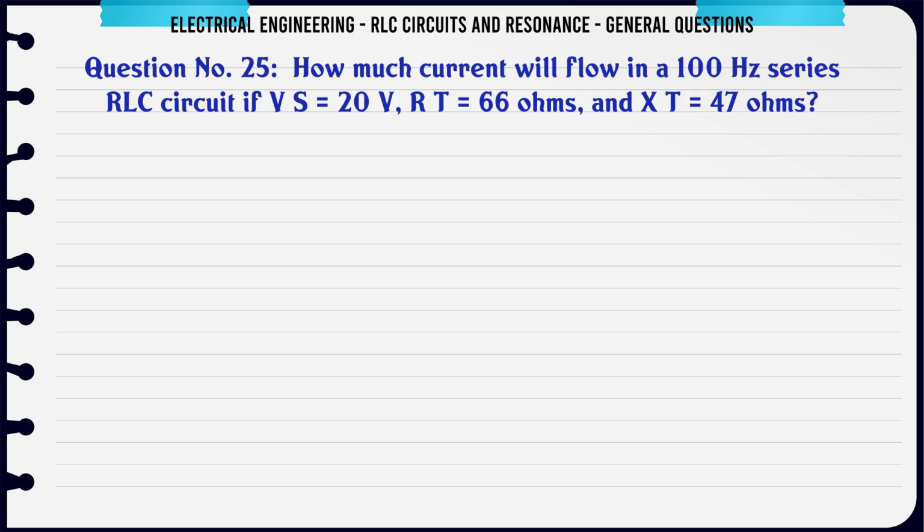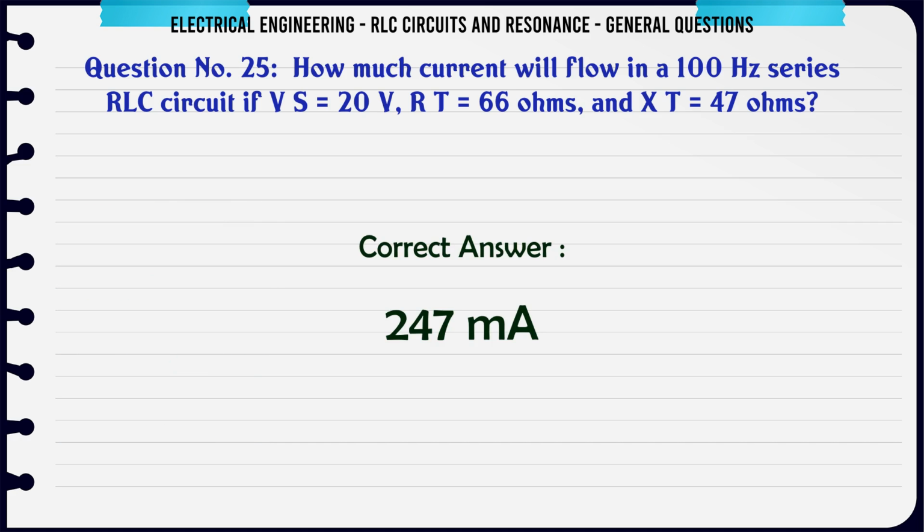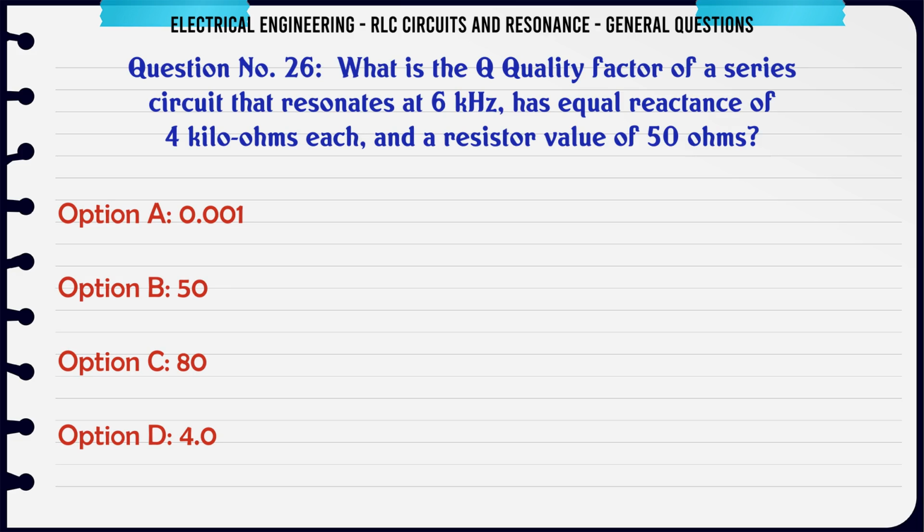How much current will flow in a 100 Hz series RLC circuit if Vs is 20 V, R is 66 ohms and Xt is 47 ohms? A. 1.05 A. B. 303 mA. C. 247 mA. D. 107 mA. The correct answer is 247 mA.